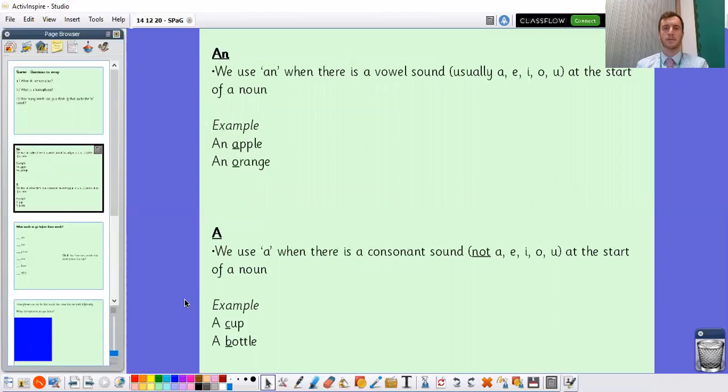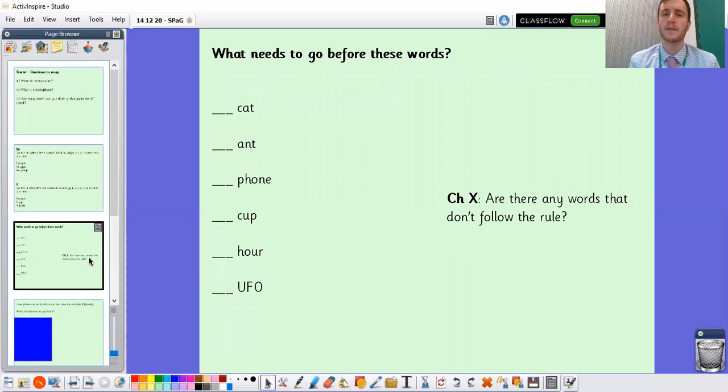But I also remember there's some exceptions. There are some letters that might be a vowel, for example, that give you a consonant sound. And there are some consonants that might give you a vowel sound, which can make it a little bit confusing. Let's look at some examples so we can work through those together and hopefully clarify that last point. So I have some words on the board here. Let me read them to you, and as I read, decide whether it should be a or an before those words. Cat, ant, phone, cup, hour, UFO.